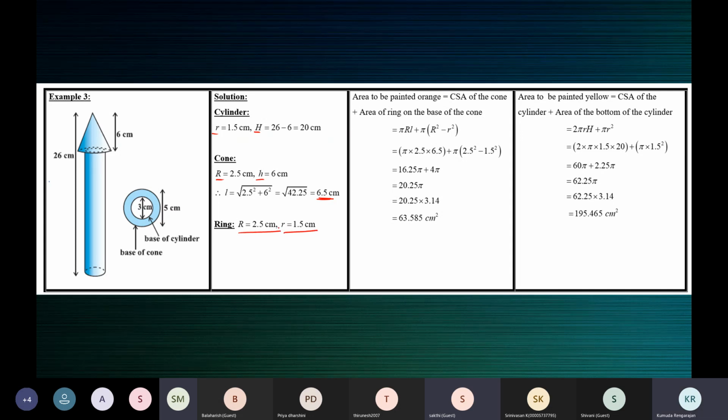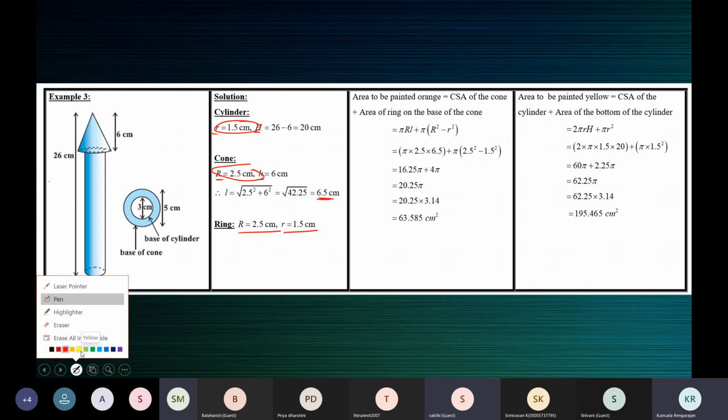And then for the ring, we need the inner radius and outer radius. This is the inner radius, this is the outer radius. The radius of the cone is the outer radius. The cylinder is the inner radius. The smaller circle is the cylinder circle. The bigger circle is the cone circle.